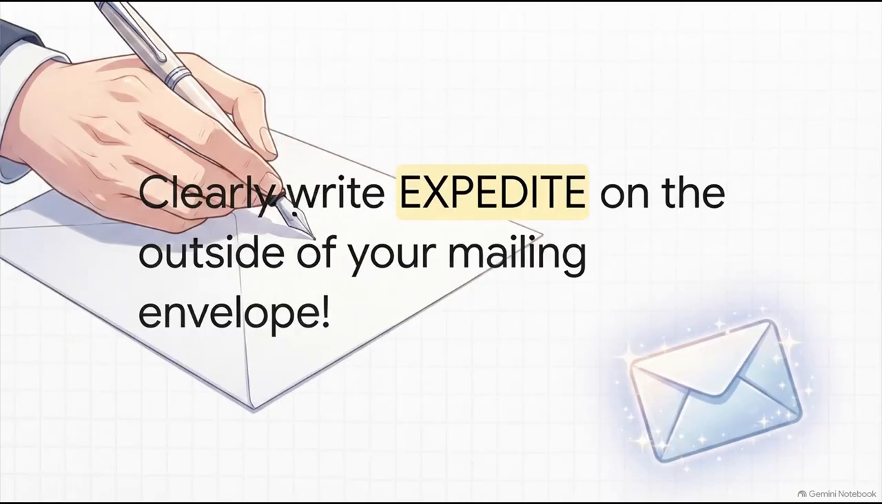Now, here is a massive insider secret. If you are paying that extra $60 for the 2 to 3 week service, you absolutely must write the word expedite boldly on the outside of your mailing envelope. When your package hits the massive sorting facility, this big visual cue guarantees your application is instantly flagged and tossed straight into the priority processing pile.